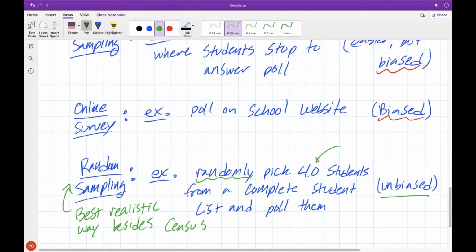If you want to make your random sample better, pick a larger number of students. 40 isn't a lot of students. If there are 1,200 students at the school, maybe you want to pick 100 or 200 instead. The more you pick, the better your sample is going to be.